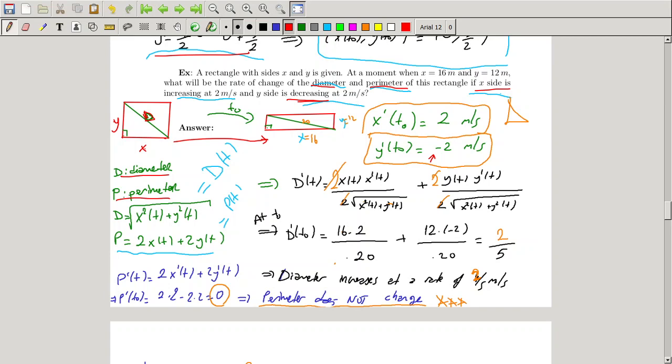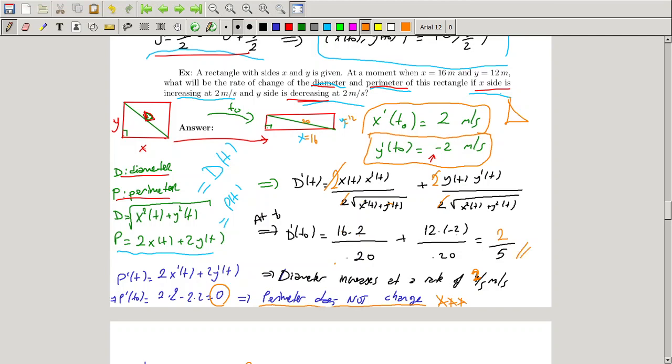Let us continue. We have to evaluate d prime and p prime. Both depend on t. If you evaluate d prime, you take the derivative: for the first term, x squared, we have 2x x prime, over the denominator, and for y, 2 times y prime, over 2 times the square root. You put the values of x0 and x prime 0, y0 and y prime 0. Everything was given: 16 times 2, 12 times minus 2, over 20.